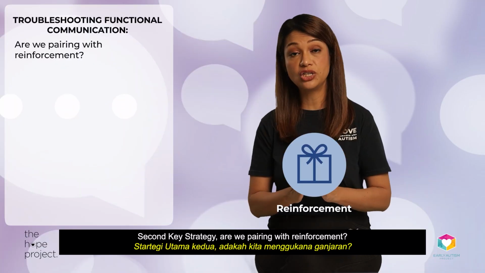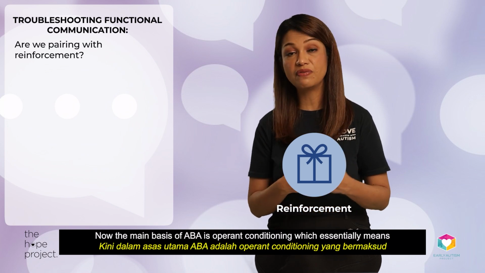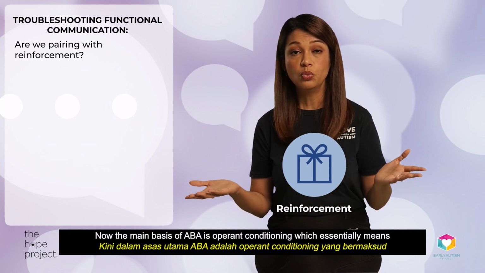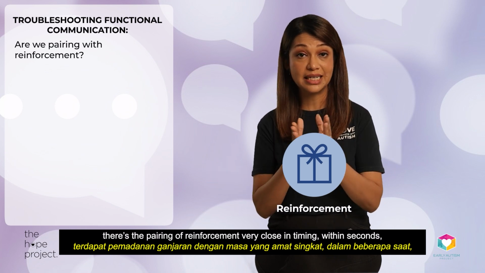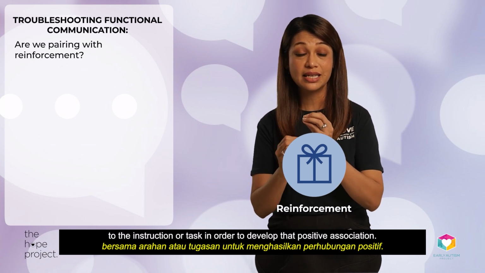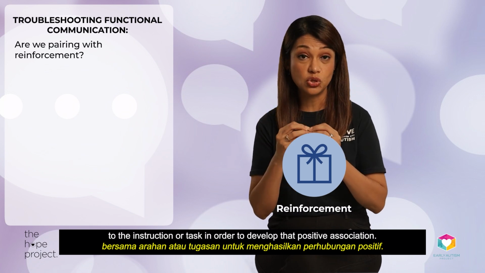Now, the second key strategy is, are we pairing with reinforcement? Now, the main basis of ABA is operant conditioning, which essentially means there's the pairing of reinforcement, very close in timing. It's actually within seconds to the instruction or task in order to develop that positive association.